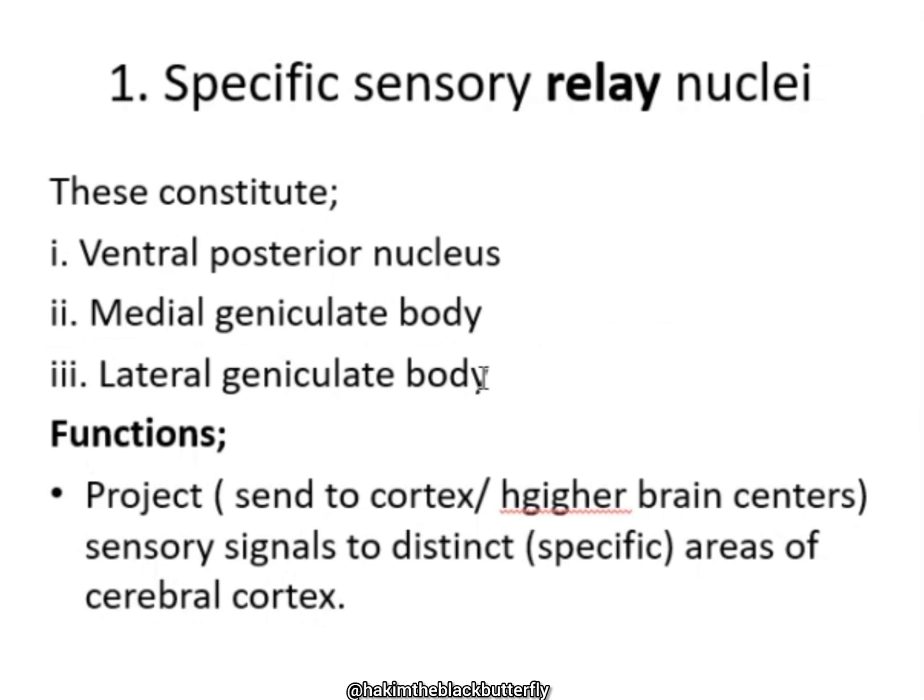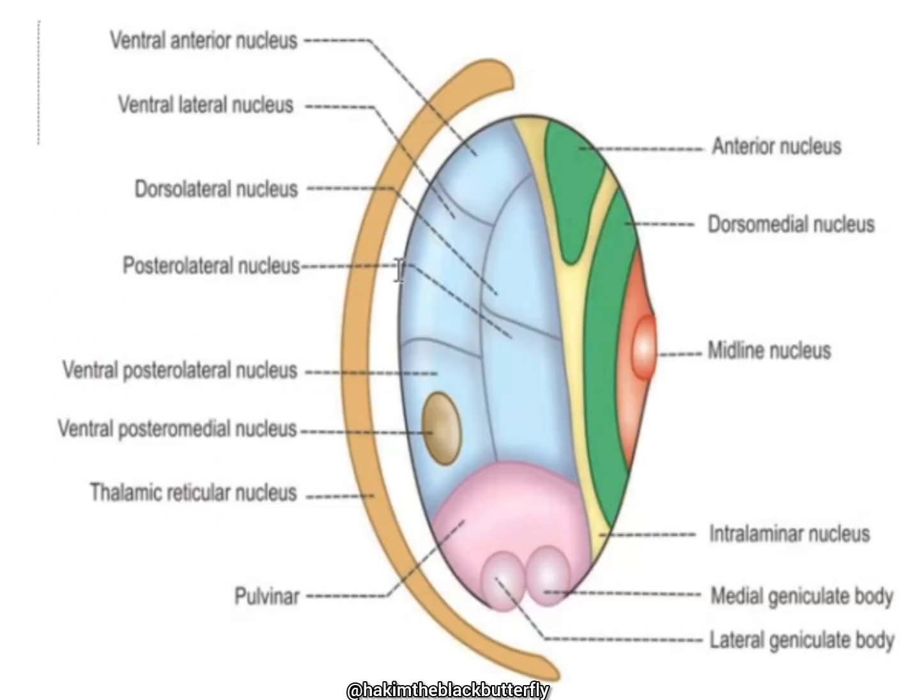For example, specific sensory relay nuclei. These nuclei only receive sensory stimuli. And under specific sensory nuclei, we have the ventral posterior nucleus. This ventral posterior nucleus, is it part of the medial group of nuclei or lateral group of nuclei? Lateral group. This ventral posterior nucleus, let's go back and see.